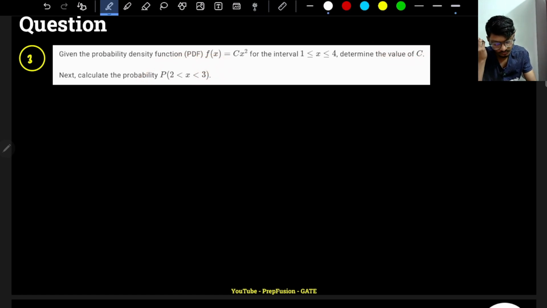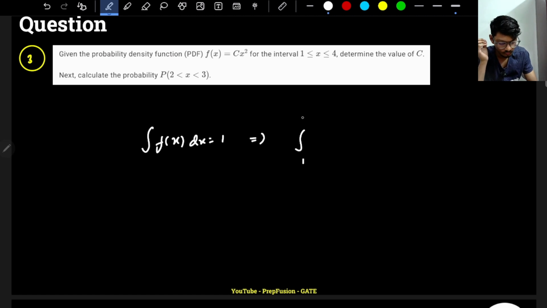First, for you to solve this, you have to first find out the value of c. We know the definition of PDF. If I integrate the whole PDF over its given range, it should be equal to 1. It should be equal to 1. Okay, so I will do that.